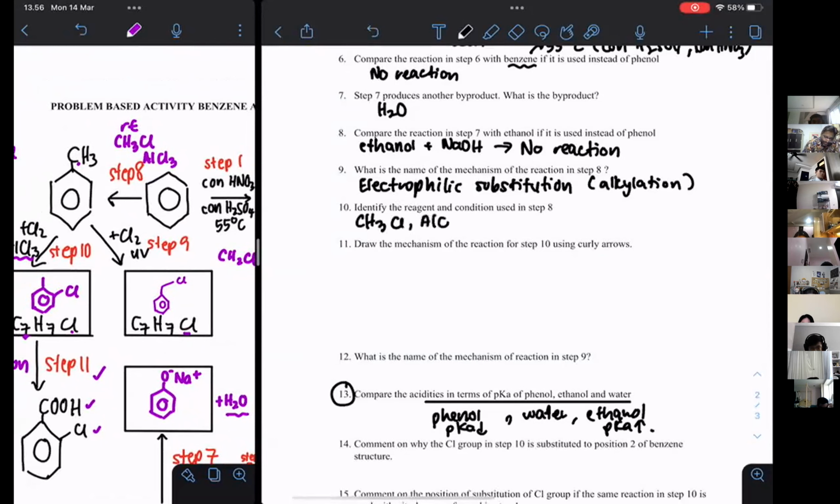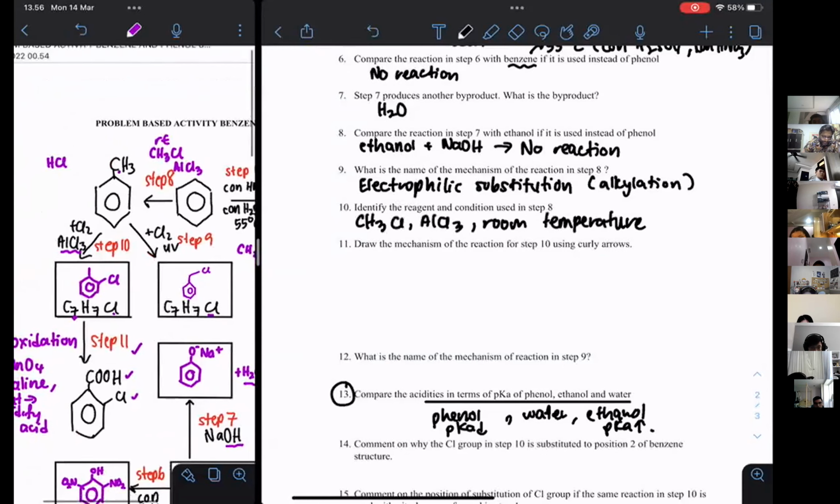You use AlCl3, then the condition is room temperature. Then they ask you to draw the mechanism for step number 10. So with the Cl2, AlCl3 with Cl2, what will happen? You'll get AlCl4 minus plus Cl plus. This is my electrophile.